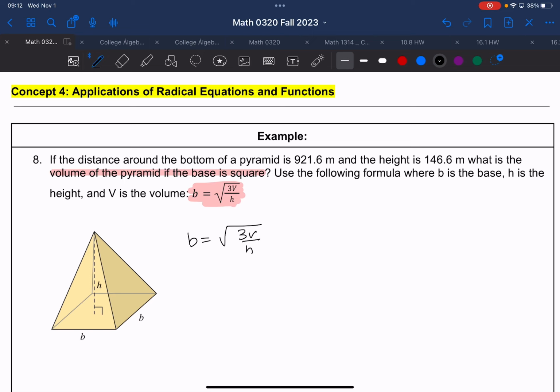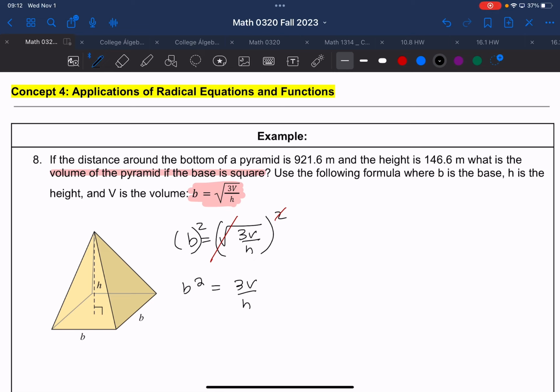We got to get rid of that radical. So what can we do to both sides? Square it. Okay, which means the radical is now gone, and we have B squared is equal to 3V over H.